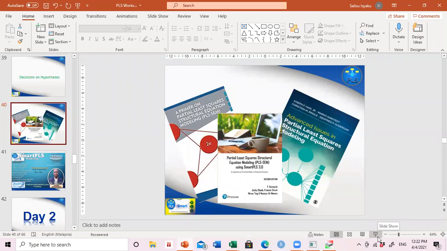And by the way, in this workshop, I will try to give you 2 books, the ones that are in soft copy: A Primer on Partial Least Squares Modeling and Advanced Issues in PLS-SEM. I will send them to your emails. Maybe if you get time, you read them. You will find them very interesting because they are very good, well-written books.